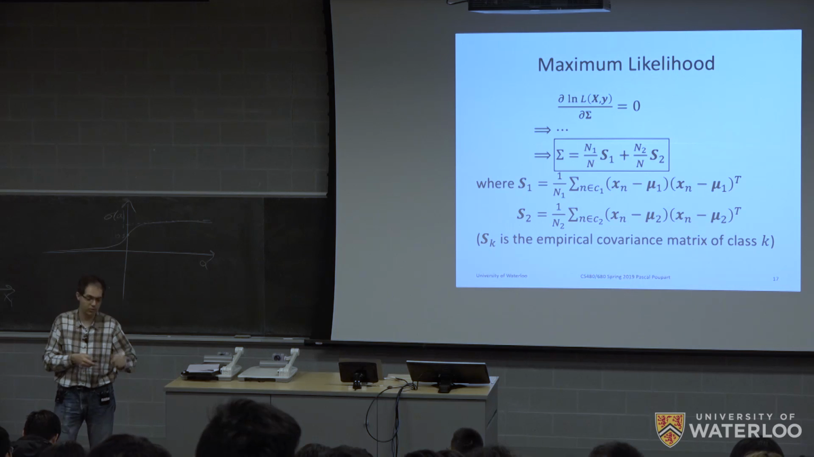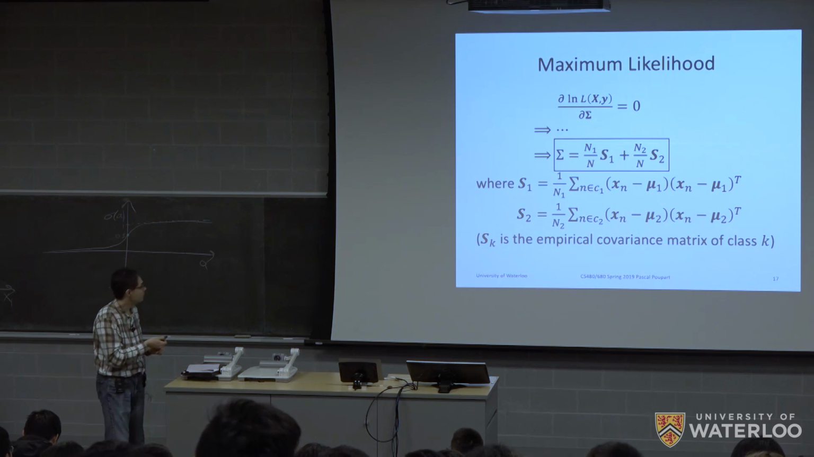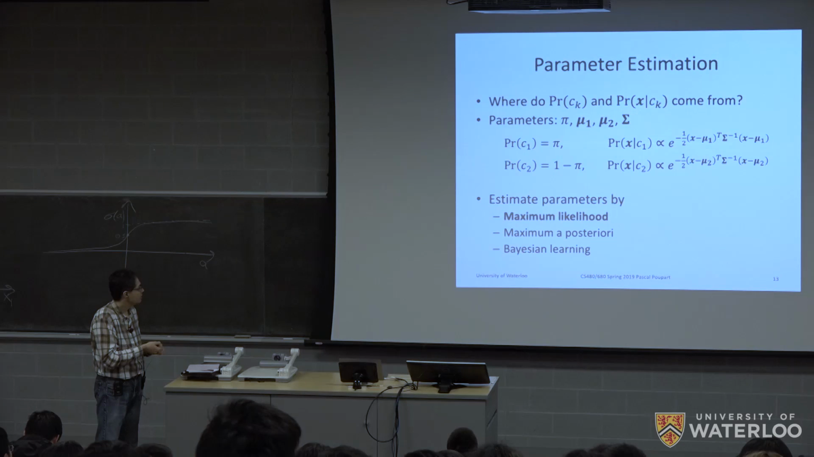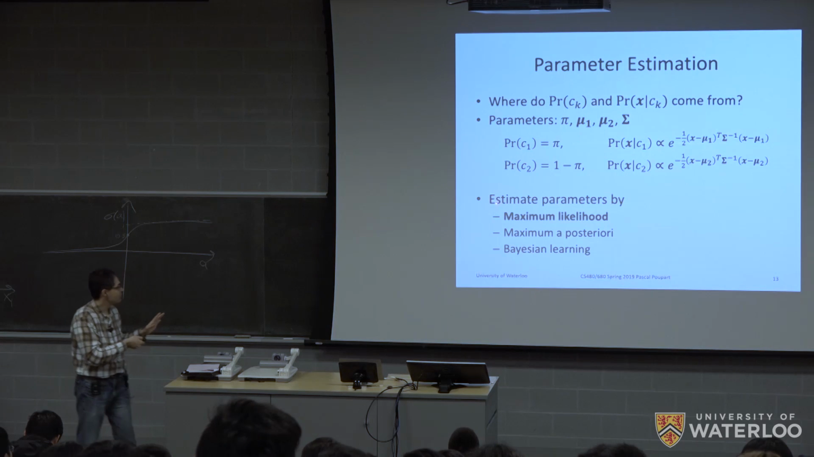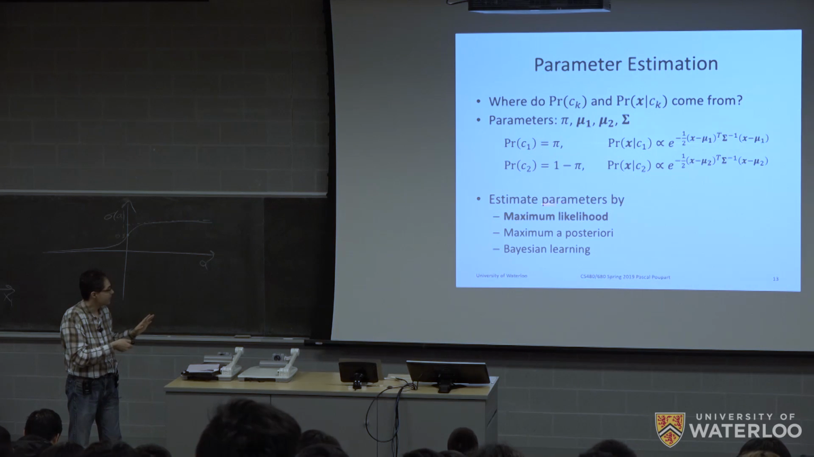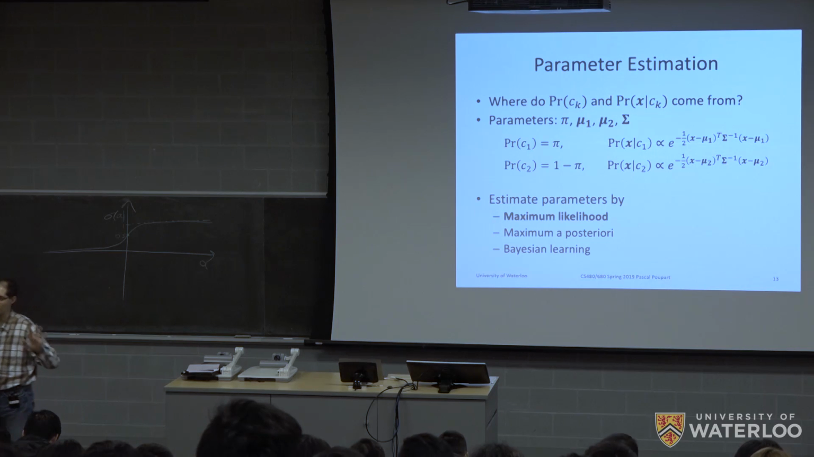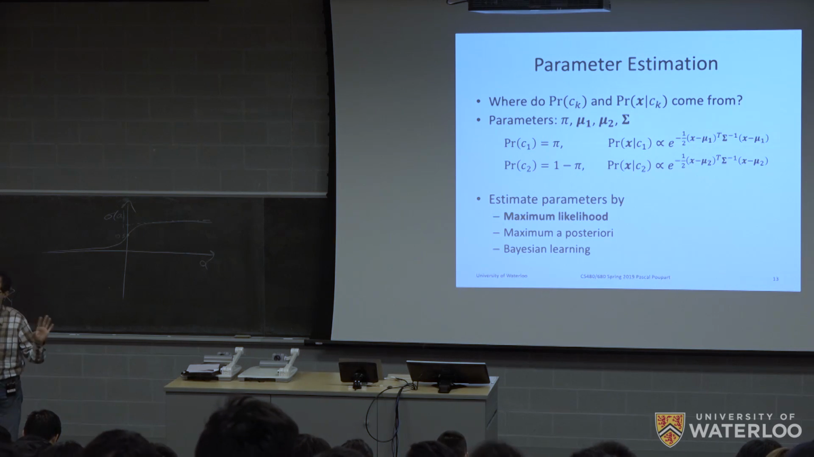But as I mentioned in some earlier slide, we could also do Bayesian learning. Here you see I only covered in these slides how to do maximum likelihood learning. But it is possible to do maximum posterior learning and also Bayesian learning. But for the purpose of the course, I'm just covering maximum likelihood learning.